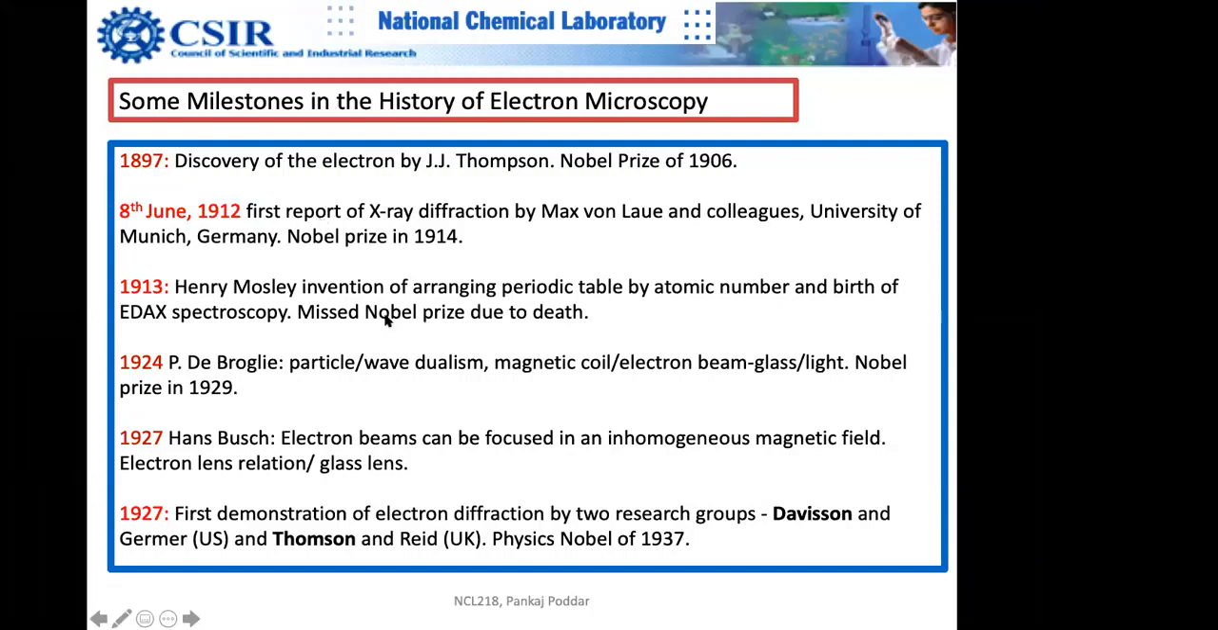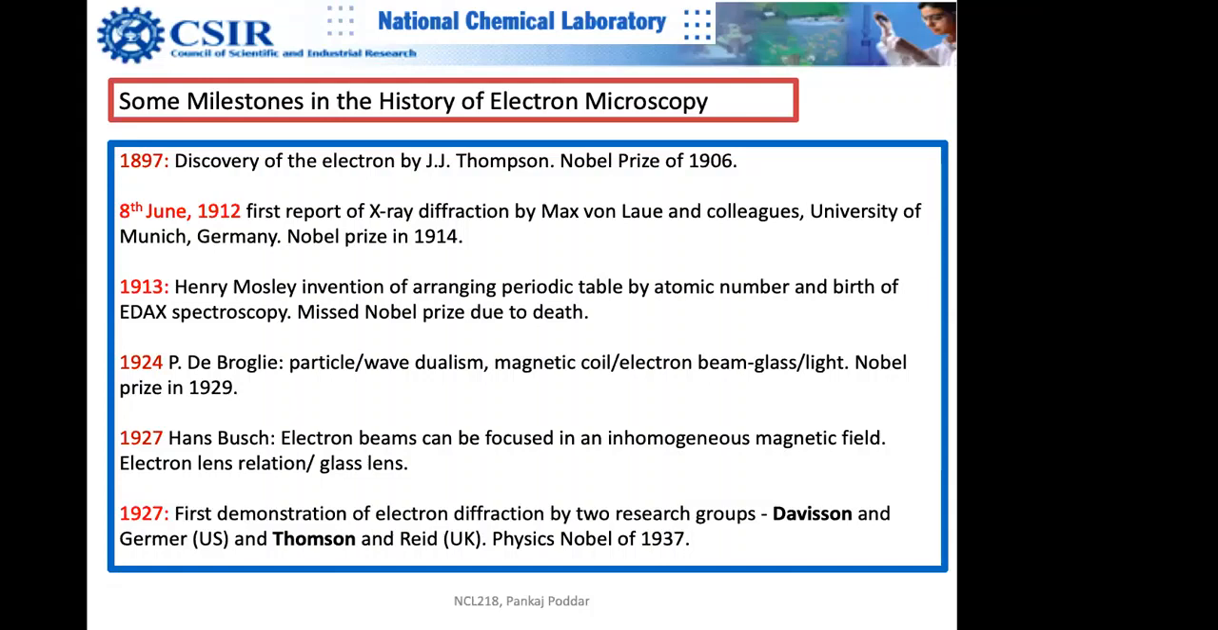Then Moseley, who actually died in the war, didn't get the Nobel Prize. He basically found out that the radiation emitted from the atoms from the core energy levels has a connection between frequency and atomic number. And then he cleared up the mess which existed at that time in the periodic table, because Mendeleev's periodic table was very highly confusing. Unfortunately, he was a young physicist. He was sent to the Gallipoli war in World War I, and he died as a radio operator.